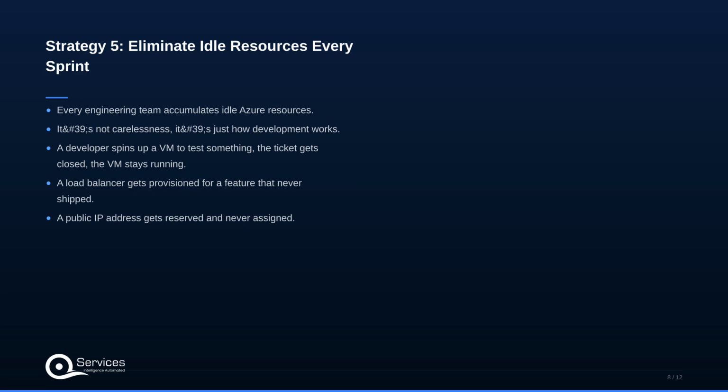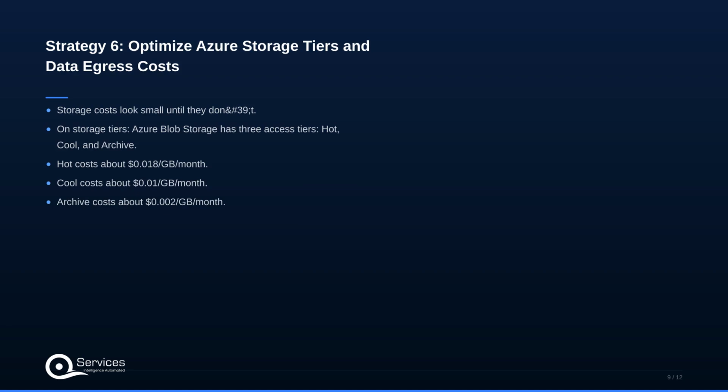Add a cloud resource cleanup item to your sprint retrospective. Whoever last touched a resource is responsible for deciding if it's still needed. Pairing this with Azure DevOps CI/CD pipelines that auto-tag resources with the creating user and the associated ticket means ownership is never ambiguous. Let's talk about Strategy 6, optimize Azure storage tiers and data egress costs.